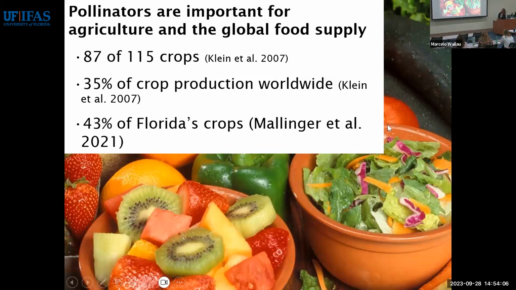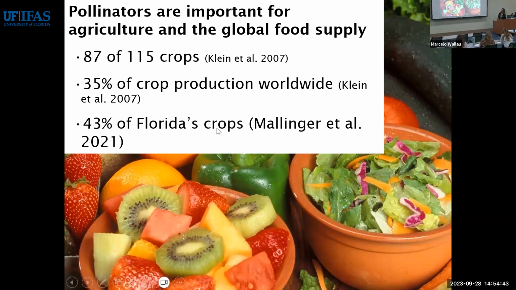In terms of the contribution of these insect pollinators, or we could broaden this out to all animal pollinators, but in terms of their contribution to agriculture, various studies have tried to quantify this. Of the approximately 115 top global crops, about 87 benefit from animal pollination. If we look at the number of hectares or acres, it's about 35% of crop production worldwide. And then my lab did a study recently, and we found that about 43% of all Florida crops are insect pollinated to some extent. A lot of these, if you take insects out of the picture, you'll still get some yield, but it will be diminished.